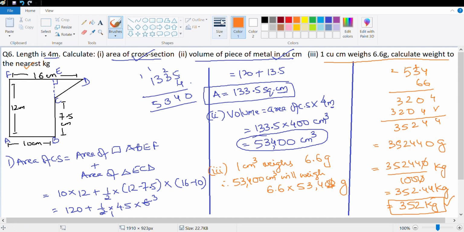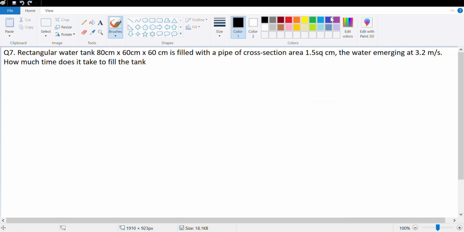Done. Let's look at the next question. The next question that we do is question number 7. Question number 7 says a rectangular tank 80 centimeter into 60 centimeter to 60 centimeter is filled with a pipe of cross section area 1.5 square centimeter. The water emerges at 3.2 meter per second. We need to find how much time will it take.